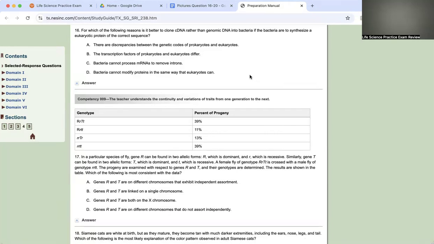C, genes R and T are both on the X chromosome. Sorry, then D, genes R and T are located on different chromosomes that do not assort independently. So there's a lot to break down in this question. The first part of this question is all about meiosis.